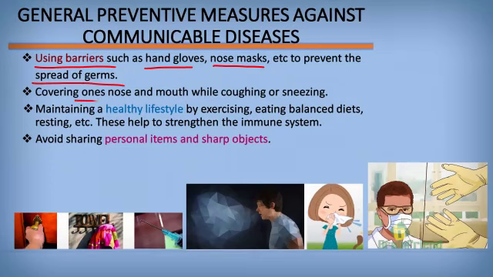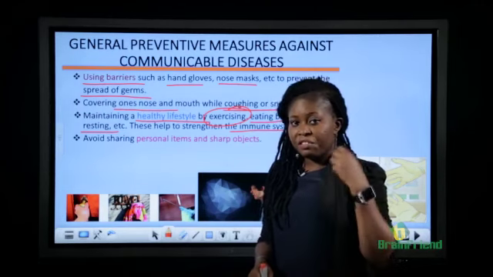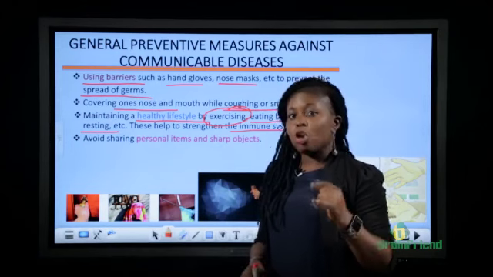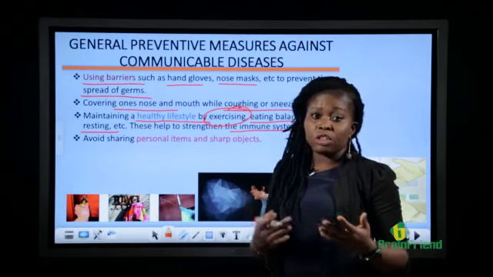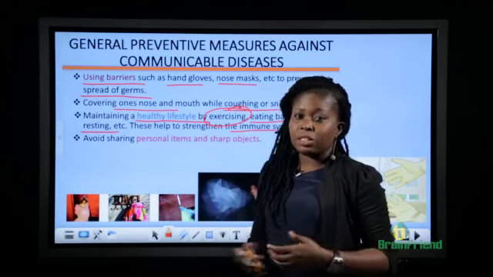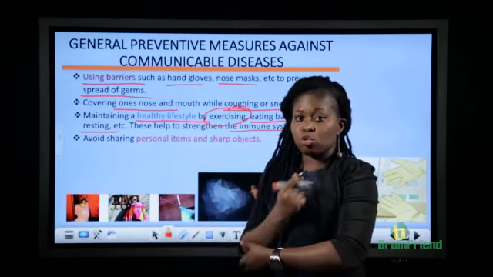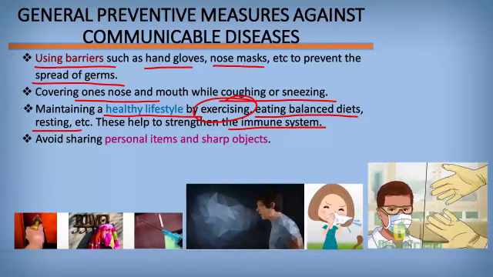Another thing we can do is to cover our nose and mouth while coughing or sneezing, okay? It's very important that we cover our nose and mouth when we cough or sneeze. Another thing we can do is maintain a healthy lifestyle by exercising, eating balanced diets, and resting. These activities help to strengthen the immune system. When our immune system is strong, it helps to fight against the invasion of these microorganisms that cause diseases, okay? But if you have a very weak immune system, whatever kind of contagious or communicable disease that flies around the environment, you are very, very likely to get them. But if your immune system is strong, it can fight against the invasion of these diseases.